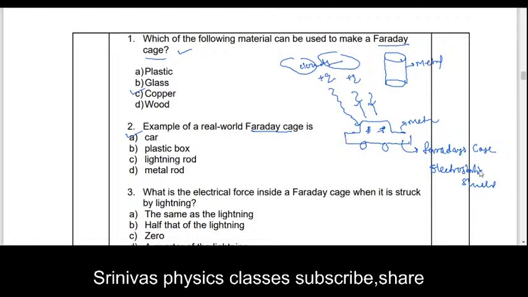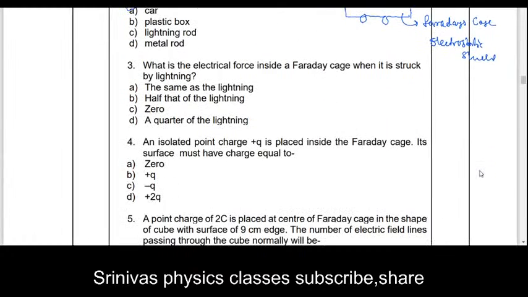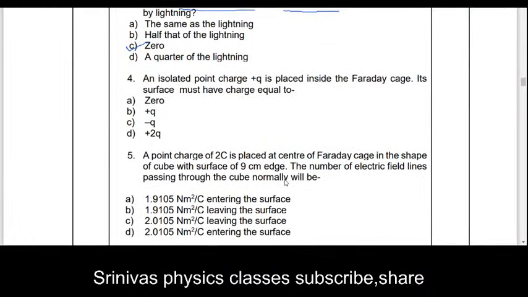Right, let us go for the next question. The next question is: what is the electric force inside the Faraday's cage? It is zero, no force, because the electric field is zero. If an isolated point charge is placed in the Faraday's cage, in the Faraday's cage we are placing the isolated charge.